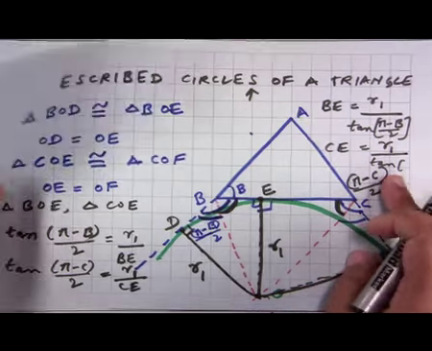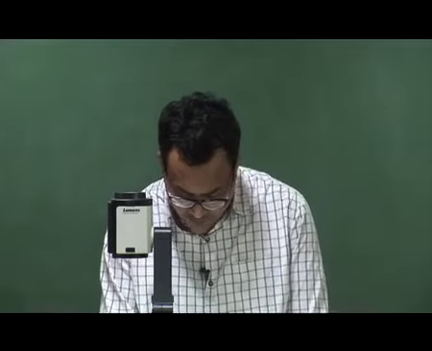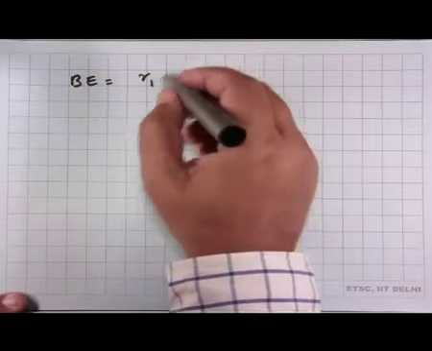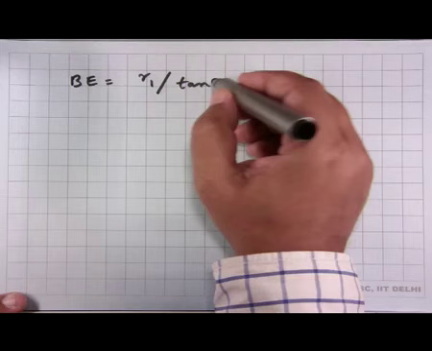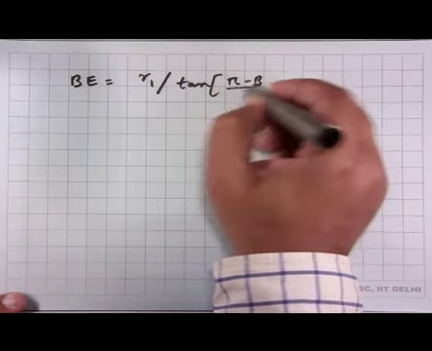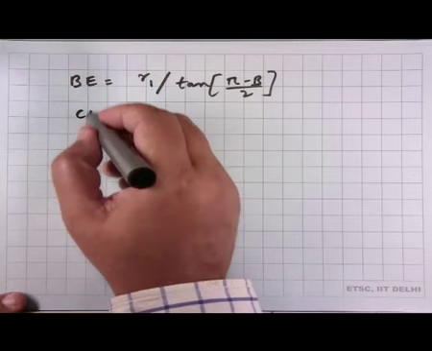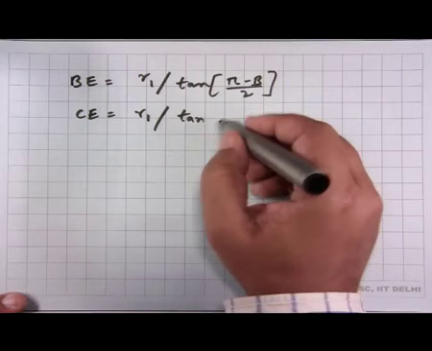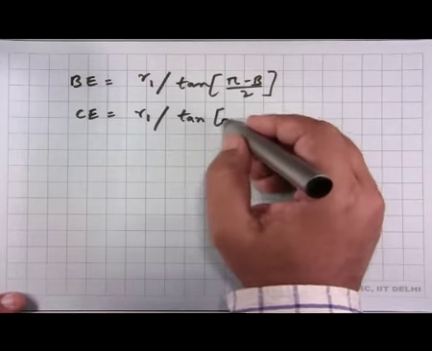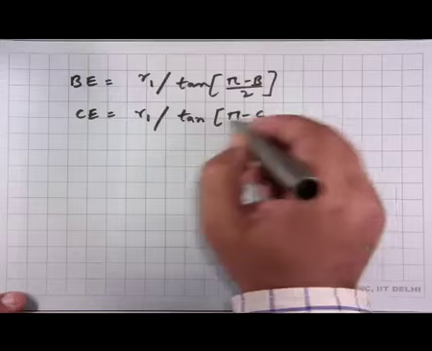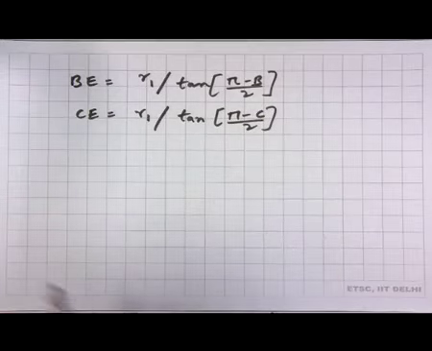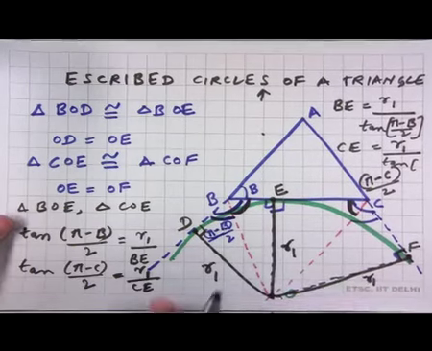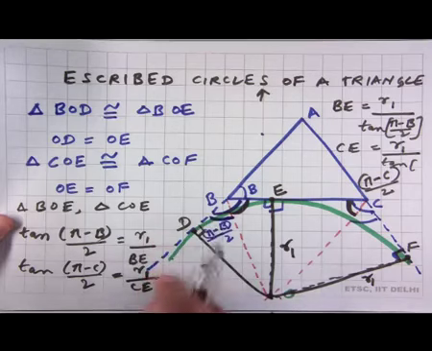So let us move on to the next slide. What we have shown so far is that BE is equal to R1 over tan of pi minus B over 2, and CE is R1 over tan of pi minus C over 2. So this is what we had. Both those equations follow from here essentially.